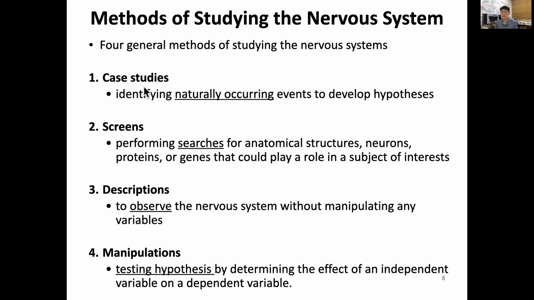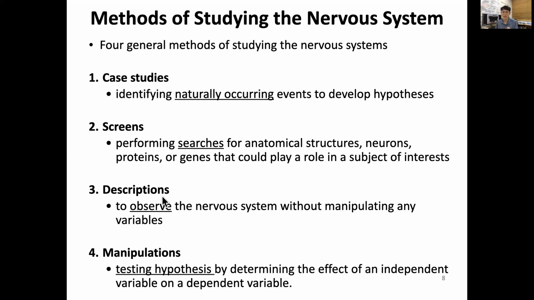So, case studies are identifying naturally occurring events to develop hypotheses. Which means we have no control. It's naturally occurring. Okay. Screen is where we perform a search for anatomical structures or neurons, proteins or genes that could play a role in the subject of interest. So we search systematically to see if there's anything which can be important.